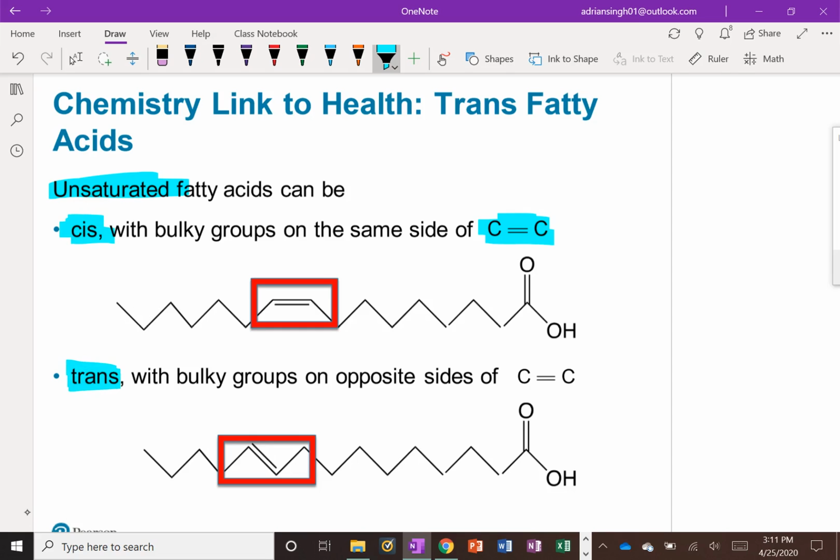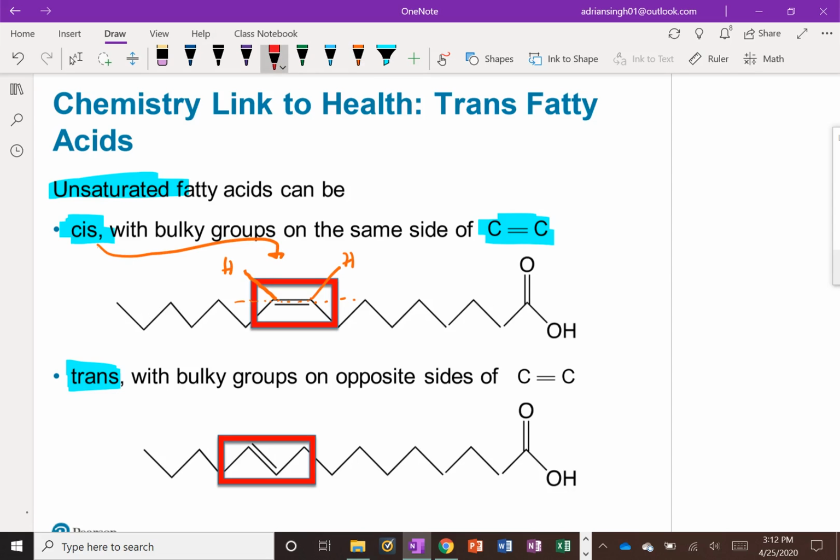All right, so let's just draw in the H's, for instance, that are attached to these carbons here of the double bond. So there'll be an H attached here and an H attached to that carbon, right? So if you were to draw a line right through a double bond, you'll see that both of those H's are on the same side. So that would be cis.